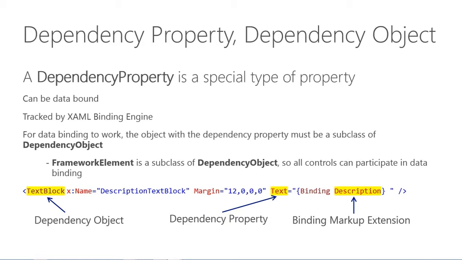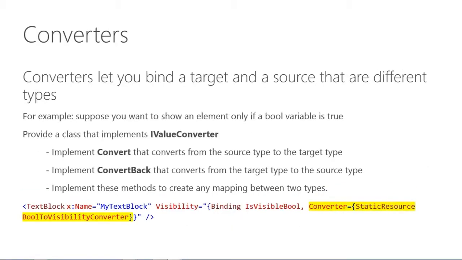So you have a dependency object. In the example we have on screen here, the dependency object is the TextBlock control, and the dependency property is the Text property within that TextBlock control. And then you have some binding markup extension. In this case, we're binding to something called Description. And that is coming from somewhere, and we'll talk about where that's coming from in a couple seconds. That's your data context.